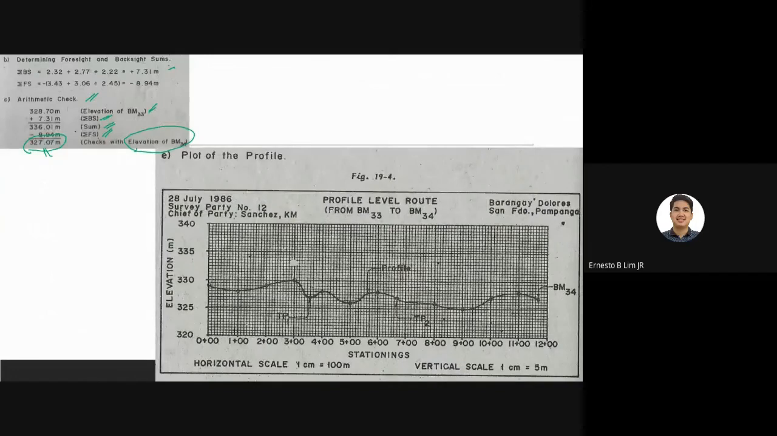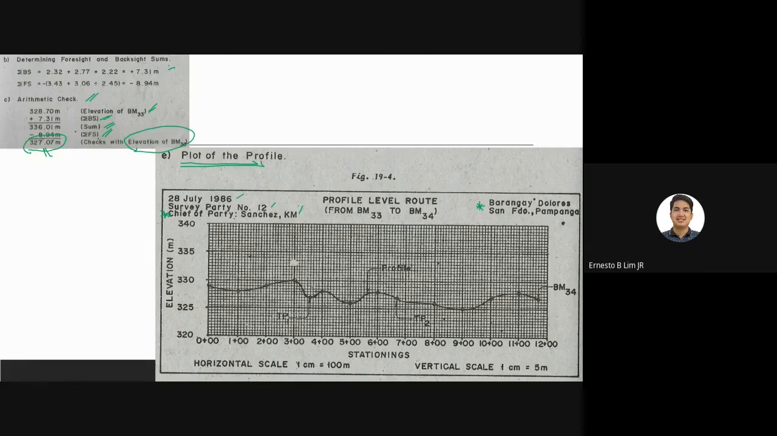Okay, so now this is the important part in doing the profile leveling to plot the profile. In here you must have the date of the time you performed it, then the location or the name of the party, then the chief of the party, or you may write your name here. Then the profile level route from BM33 to BM34. Then the location of your surveyed route.